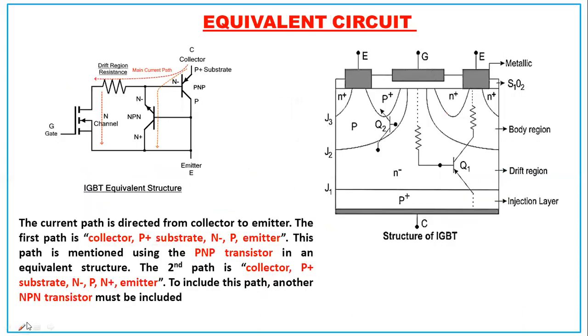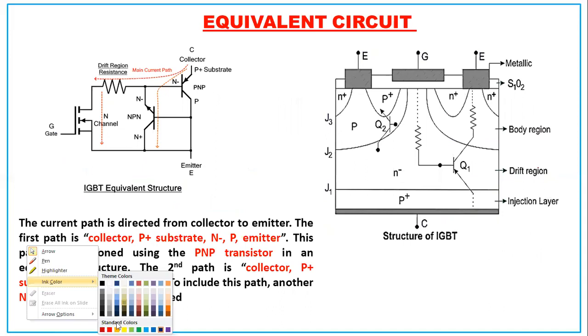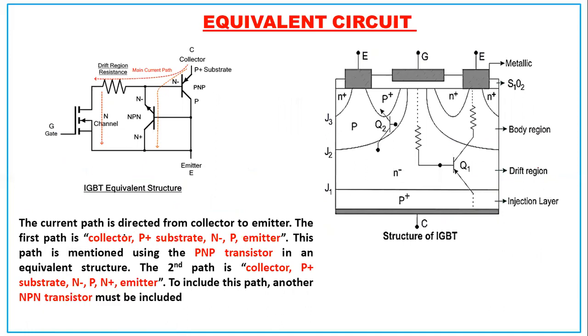Okay. Now we will see how this can be represented in circuits. So the equivalent circuit we will see. The current path is directed from collector to the emitter. So this is the collector and the current will go from the collector to the emitter. The first path is through the collector, the P plus substrate, PNP, to the emitter.